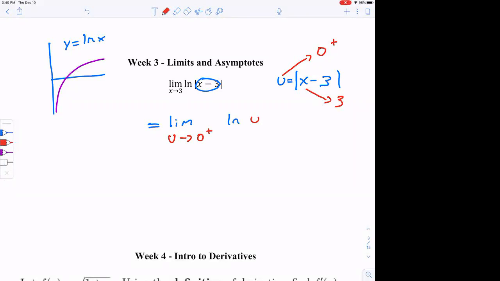So now if we view the ln function in this way, we're approaching 0 from the right-hand side, going towards the left-hand side of our diagram. And then ln x approaches negative infinity when that happens. So we get a negative infinity as our answer here.